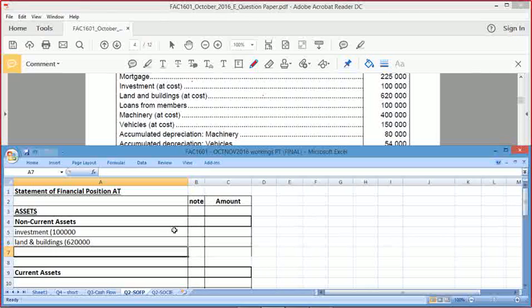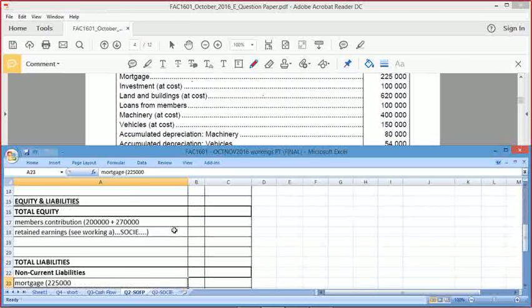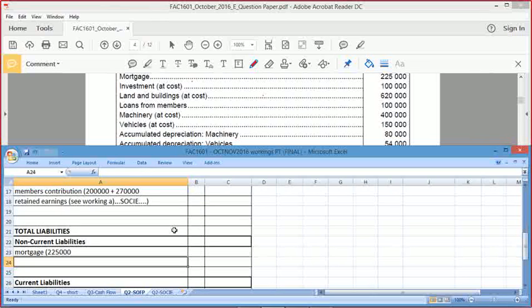Next, loans from members. That will be a liability. Which one? It will be a current liability. No, it'll be non-current unless told otherwise. All right.